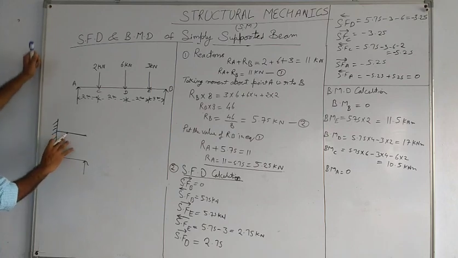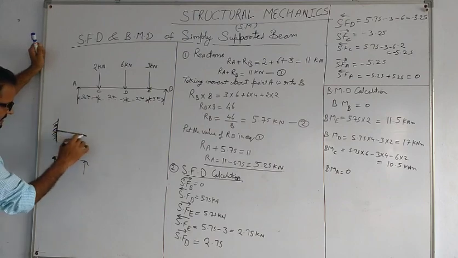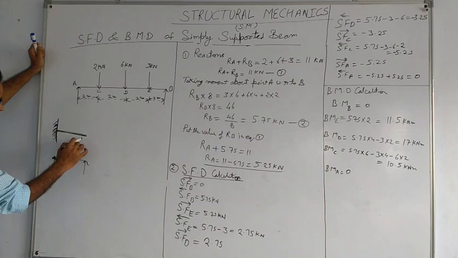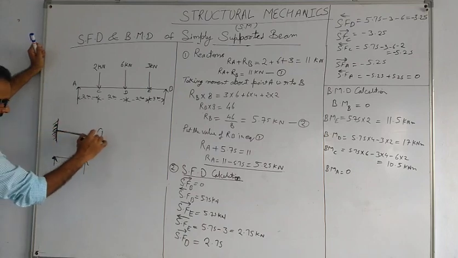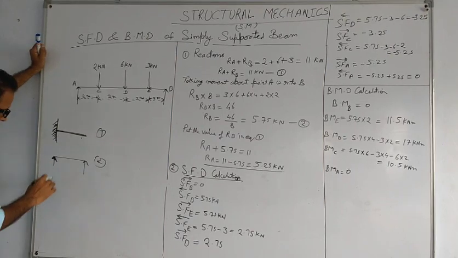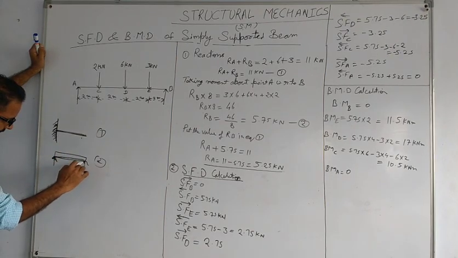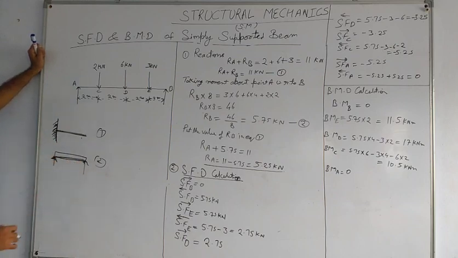In cantilever beam, one end is fixed and another end is free. This is the beam, cantilever beam, and this is the support. So this support is fixed support and the beam is this one. So at free end, one point is free and another is fixed. This is cantilever beam. Second one is simply supported beam. In simply supported beam, this beam is supported simply over the support, two supports. So this is simply supported beam.